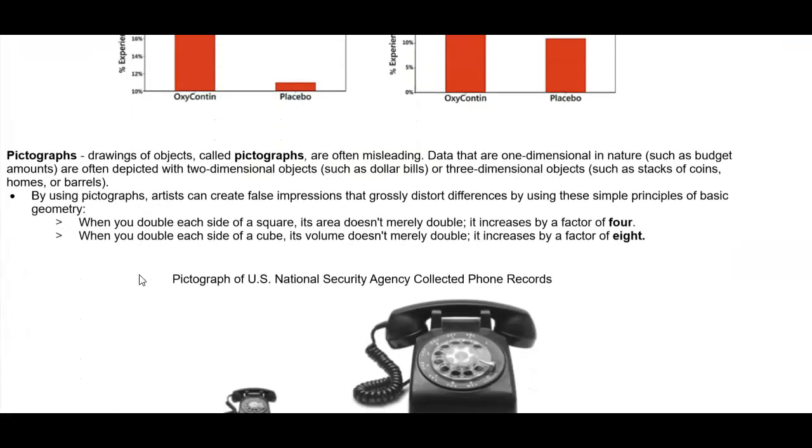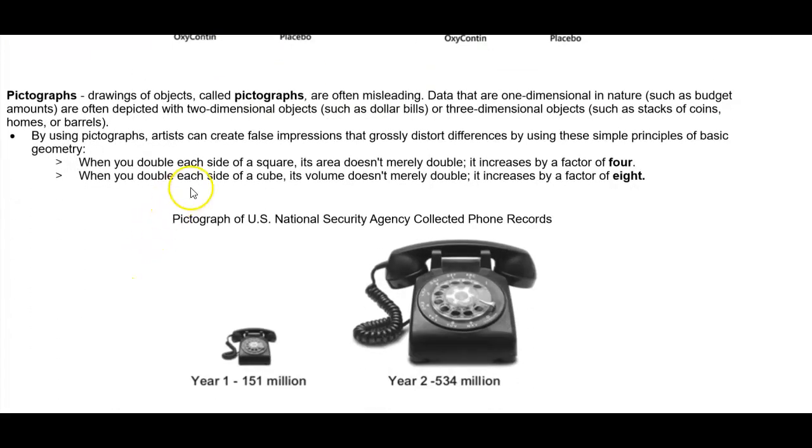Now, pictographs. These are drawings of objects called pictographs, and they are often misleading. Data that are one-dimensional in nature, such as budget amounts, are often depicted with two-dimensional objects, such as dollar bills, or three-dimensional objects, such as stacks of coins, homes, or barrels. By using pictographs, artists can create false impressions that grossly distort differences by using these simple principles of basic geometry.